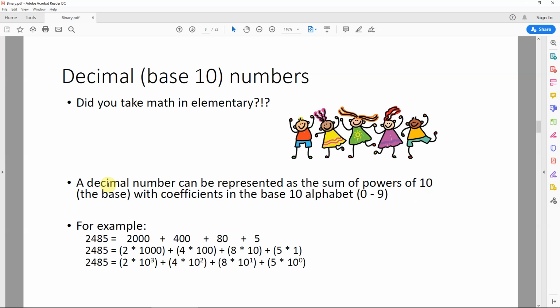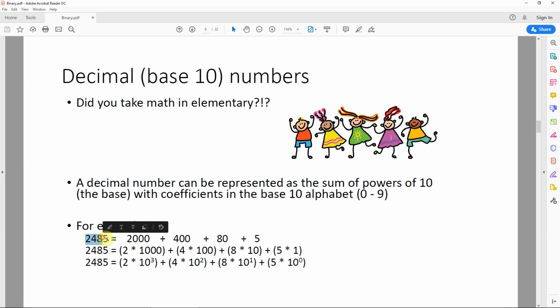So what you learned in elementary is that a decimal number, and when I say decimal I mean a base 10 number, can be represented as the sum of the powers of 10. And 10 is the base of the number system that we use because there are 10 characters in the alphabet: 0, 1, 2, 3, 4, 5, 6, 7, 8, 9. So we have the sum of the powers of 10 with coefficients in the base 10 alphabet 0 through 9. That sentence may not make any sense, but I think this will make perfect sense to you down here, right?